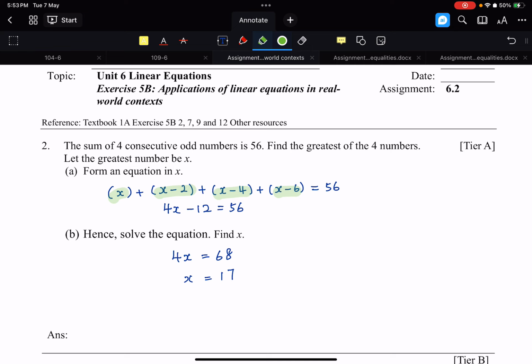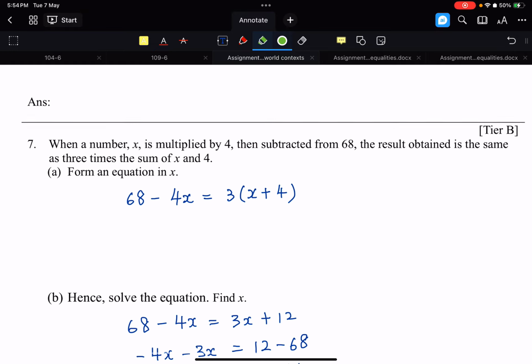If the greatest is x, the next one, which is 2 less than that, will be x minus 2, and 2 less than that is x minus 4, and then x minus 6. So that's how we obtain the equation, right? So we add them up: 4x minus 12 is 56, 4x is 68, and x is 17.